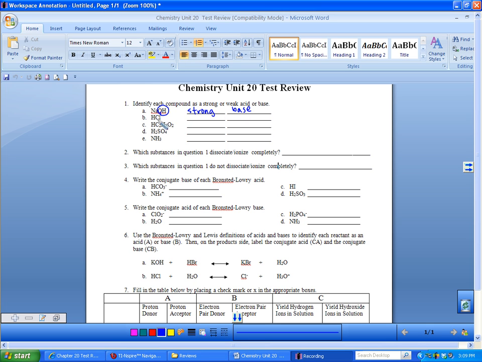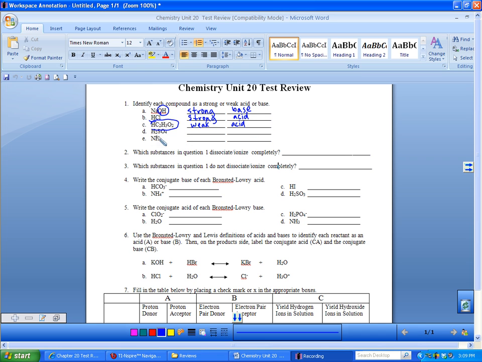HCl has H in the front, tells me it's an acid. That's hydrochloric acid. Hydrochloric acid is a strong acid, and that's because it falls apart completely in water. And again, there were 3 of them in your notes that you needed to memorize, so go back to them. This is acetic acid because it starts with an H. That's a weak acid. That's vinegar. It does not ionize completely in water.